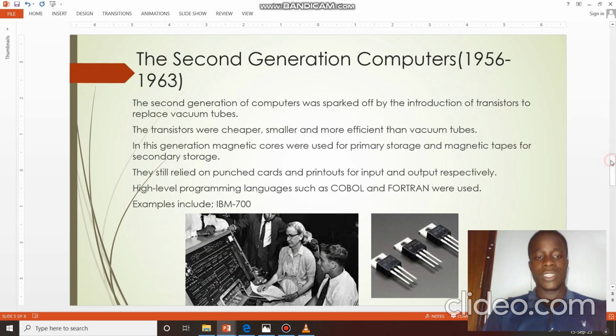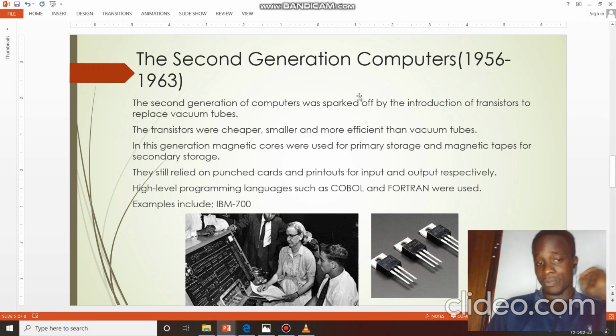Now let's go to the second generation of computers. Second generation computers were developed from 1956 to 1960. They basically used transistors to replace the vacuum tubes. Vacuum tubes had disadvantages like burning out, and they were expensive. Transistors were cheaper, smaller, and more efficient.